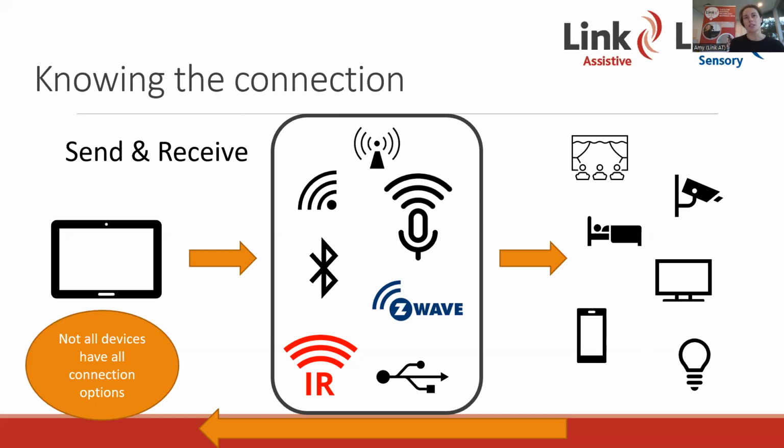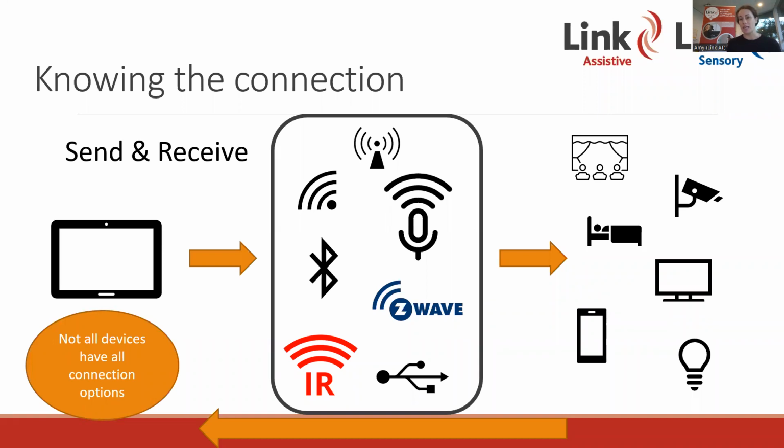So when we talk about connections, we're talking about things like radio control, Wi-Fi, voice control, Bluetooth, Z-Wave, infrared control, USB control. So there are lots of different ways that devices talk to each other. So we need to know what that is.